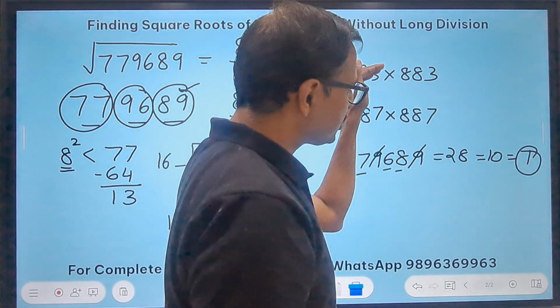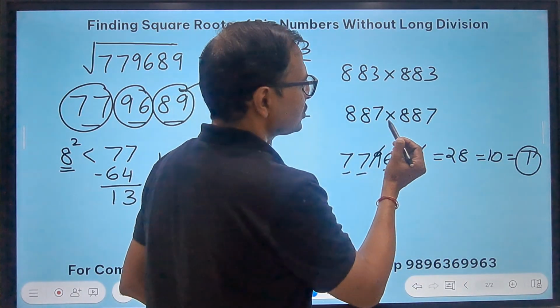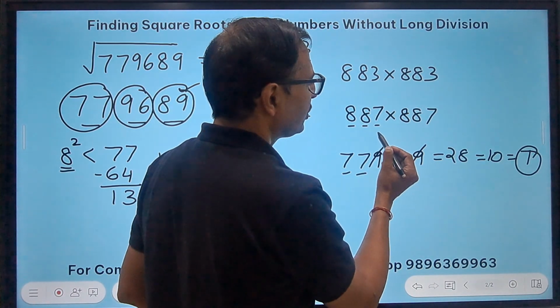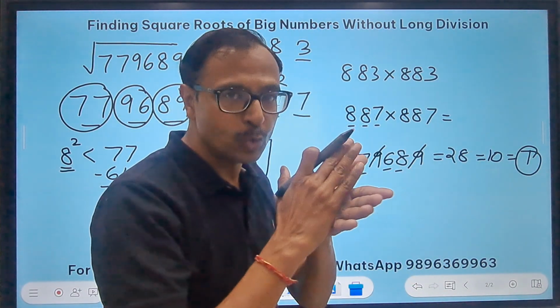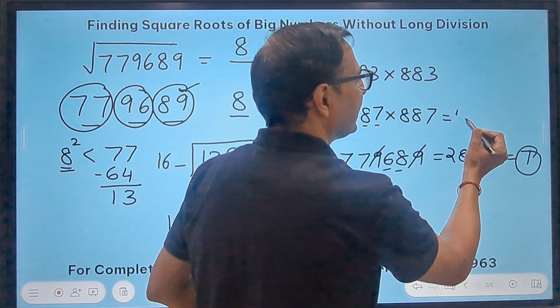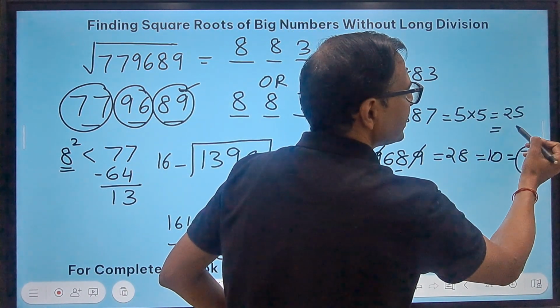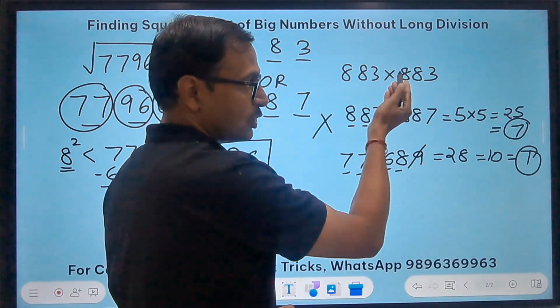Let's check which one gives a single digit 1. There is no 9 which is cancelling here. So 8 plus 8, 16 plus 7, 23. 23 means 2 plus 3, 5. So this is practically 5 into 5, and that is 25. So the single digit is 7. So this doesn't seem to be my answer. So this should be my answer.